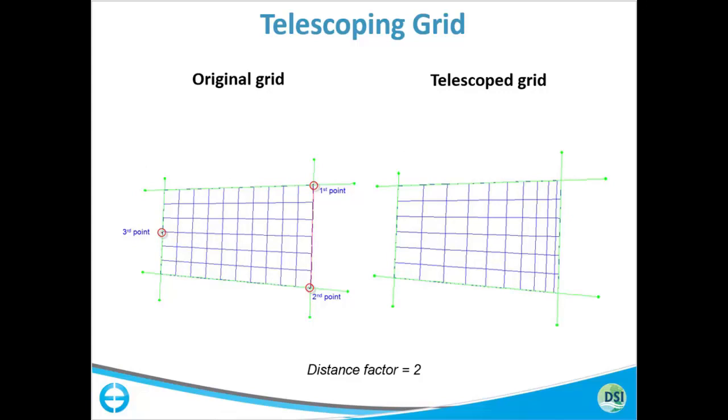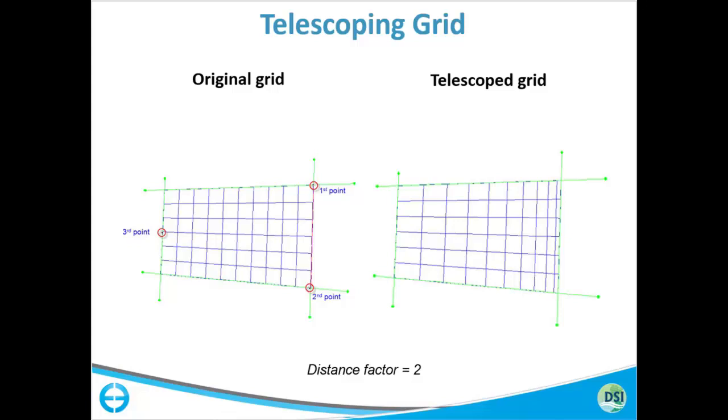In order to use this function, you need to select 3 points. The first 2 points will be the points on the same grid line, and then the third point is kind of a focal point from where you want to extend your telescoping. So that would be the end point, and these would be the starting points.